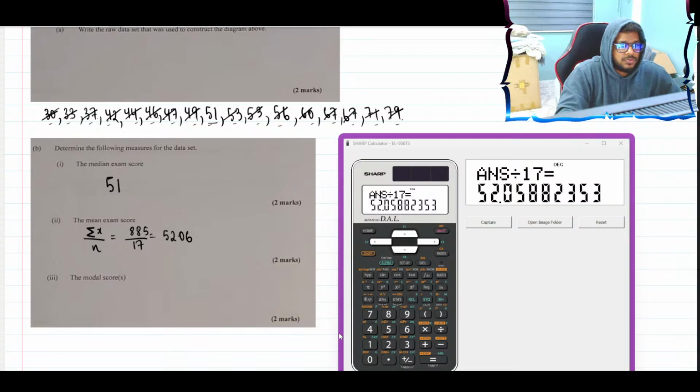The modal score or scores: 53 and 67. 53 and 67. Easy peasy.